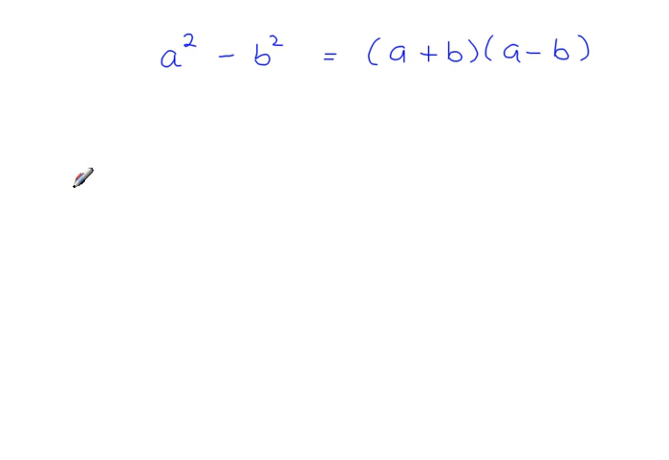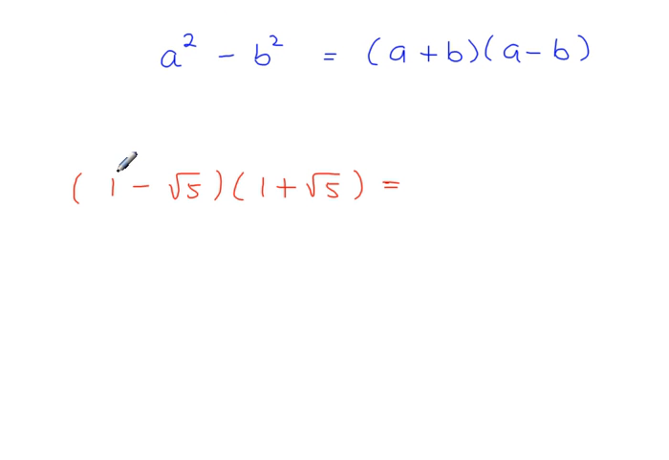So for instance, let's say I have 1 minus root 5 times 1 plus root 5. At the moment I've got some surds in here. Now because you've got the same terms but with opposite signs, I can simplify like this: the first term squared minus the second term squared.